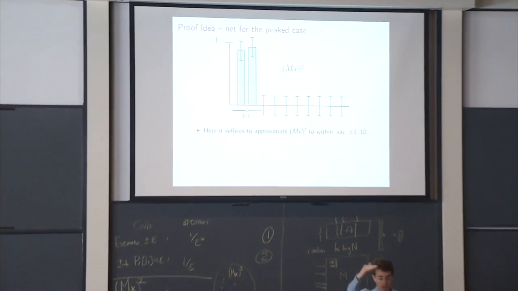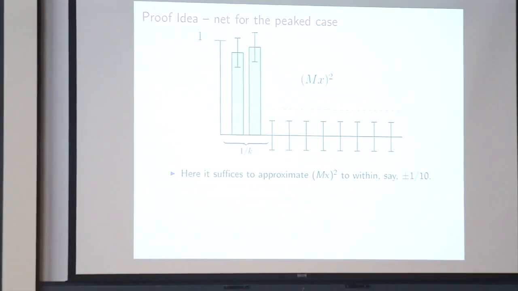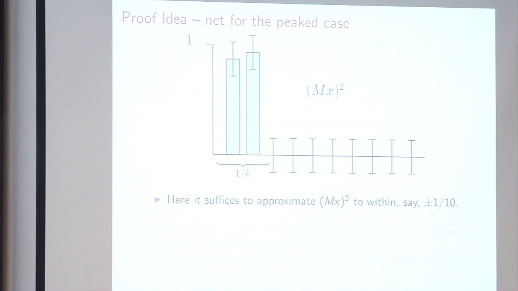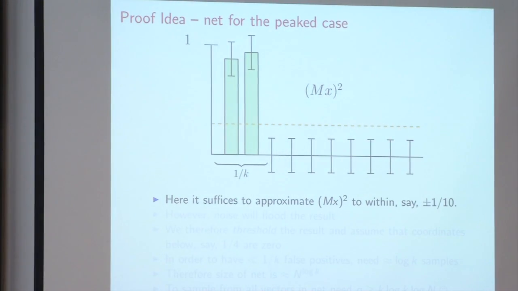Now, because the coordinates that I care about in this vector are actually quite large, I don't need very good precision. I don't need to get things within 1 over k like before. I can easily get the coordinates approximate to within plus minus 1/10, which is great because it means the net will be smaller. And indeed, by Chernoff, I only need a constant number of samples from the columns of M to approximate any such peaked vector. So the net seems like it should be pretty small.